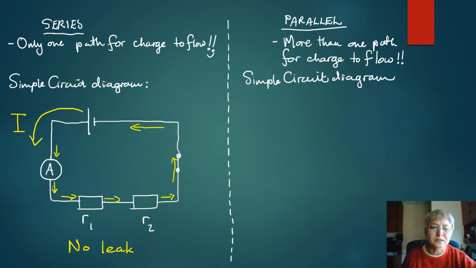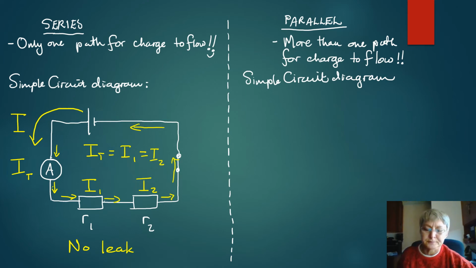The ammeter in this case would read the total current flowing through the circuit as it is connected in series to the cell. The current through resistor R1 is the same as the total current, and it's the same as the current through resistor R2. So we have the situation where I total is equal to I1 is equal to I2.